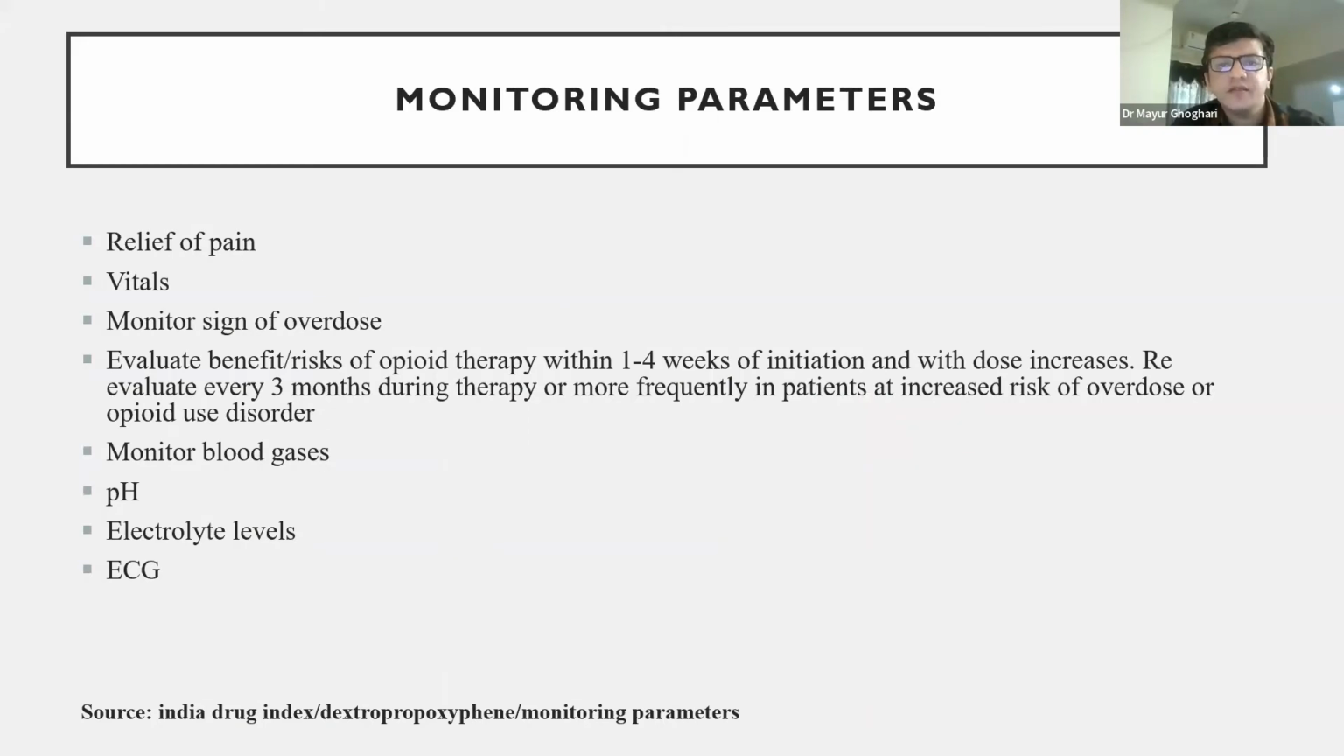Monitoring parameters while prescribing dextropropoxyphene: relief of pain, vitals, and signs of overdose. Evaluate the benefit-risk of opioid therapy within 1 to 4 weeks of initiation and with dose increases. Reevaluate every 3 months during therapy, or more frequently in patients at risk of overdose or opioid use disorder. Monitor blood gases, pH, electrolyte levels, and ECG.